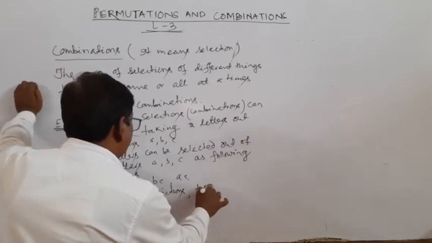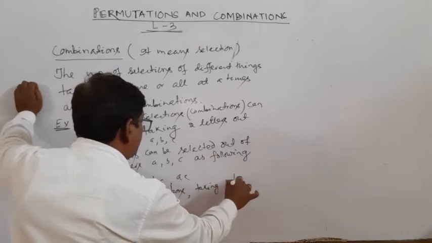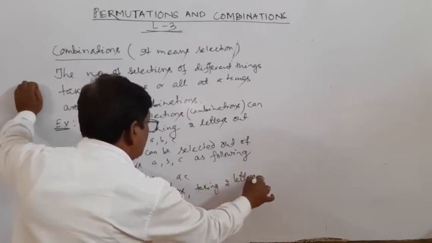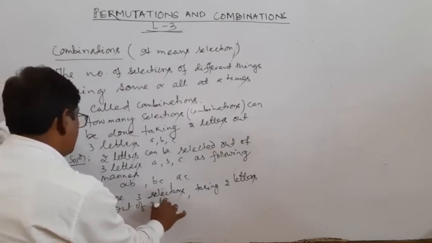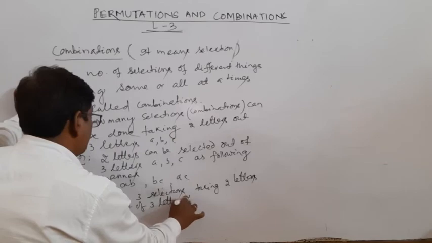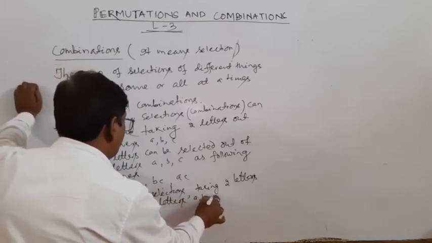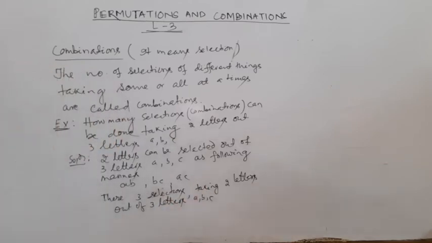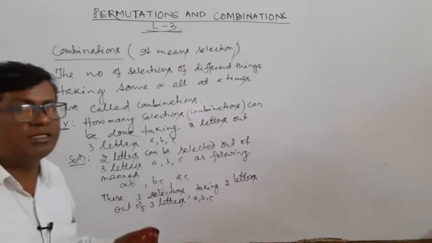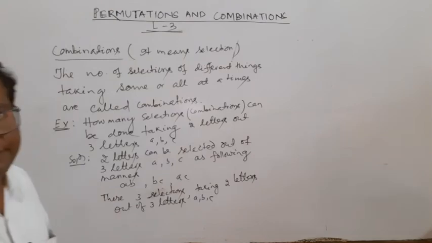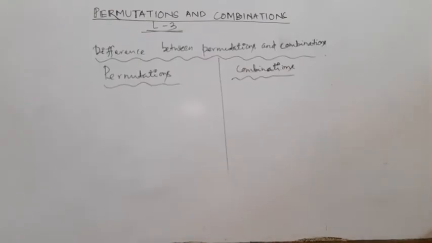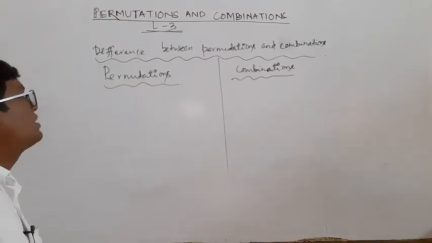Taking two letters out of three letters ABC. Now what is the basic difference between permutation and combination? You should know about the difference between permutation and combination, otherwise you will be confused.